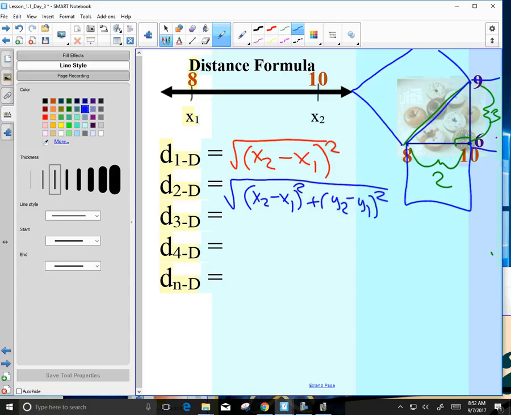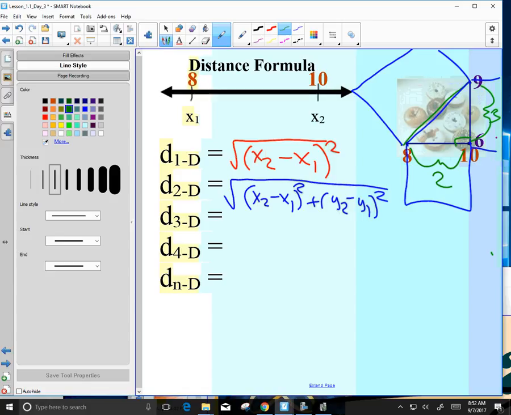Now wait a minute. I see a pattern. What pattern do you see when we go from one dimension to two dimensions? Turn to your neighbor real quick. Tell them what pattern you see going from here to here. Aren't you just adding the difference and taking the square root?